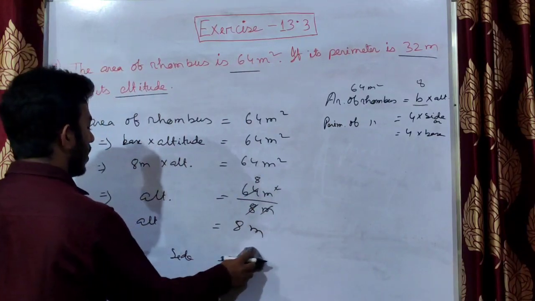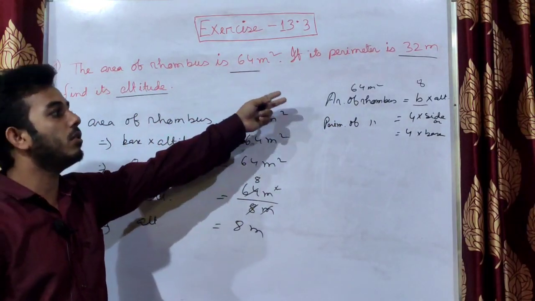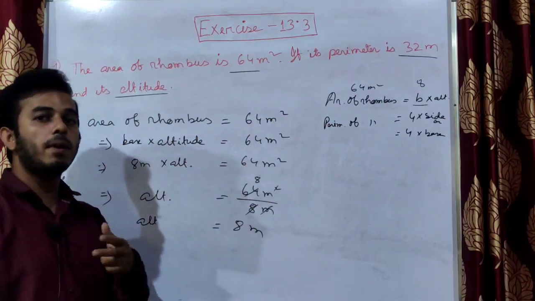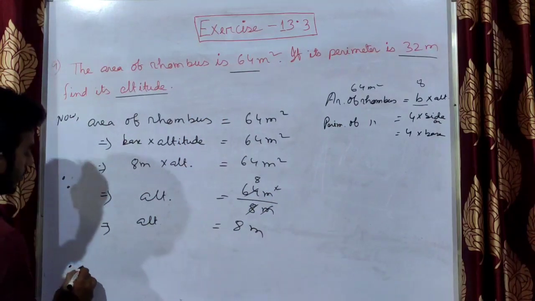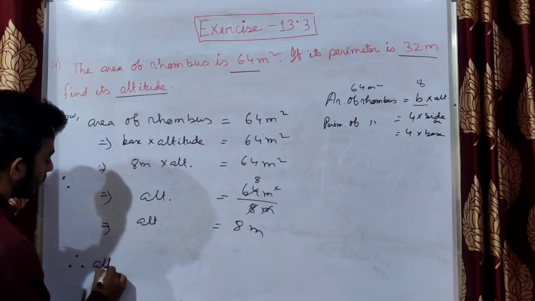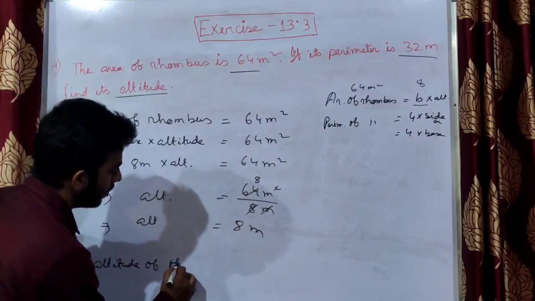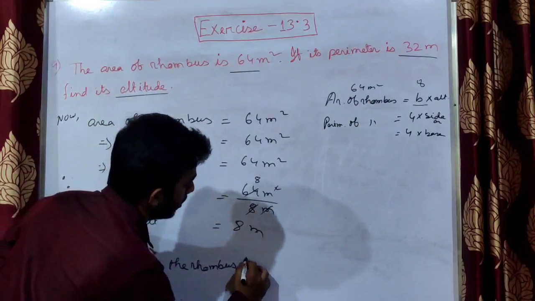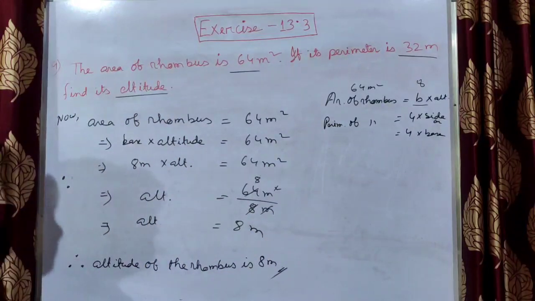That means side is also 8 and altitude is also 8. That's why area of the rhombus is 64, right? We know area of rhombus is base into altitude. Base is 8, altitude is 8, and when we multiply 8 into 8 is what? 64. So we will write therefore, altitude of the rhombus is 8 meter. Clear? Okay.